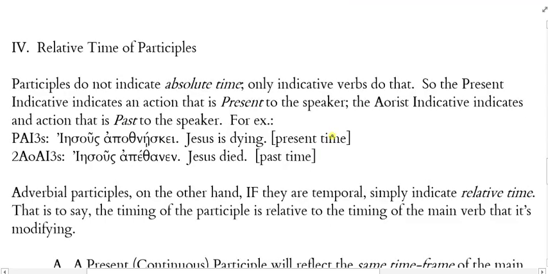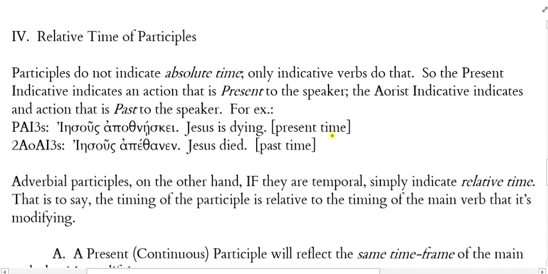Point number 4 here in your handout has to do with the relative time of participles. As we mentioned, participles do not indicate absolute time. That is the province only of indicative mood verbs. So the present indicative indicates an action is present to the speaker, or present to the speaker's speech. The aorist indicative indicates that the action is past with respect to the time the speaker speaks.